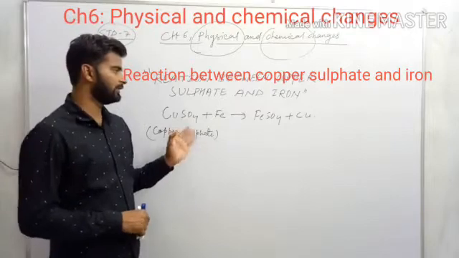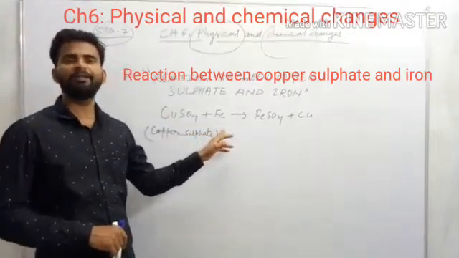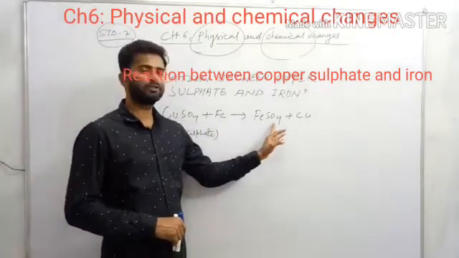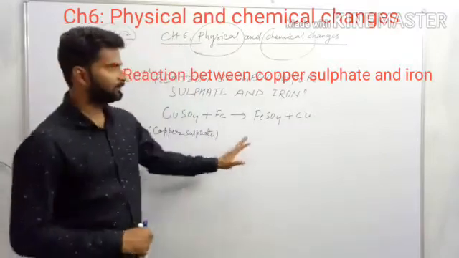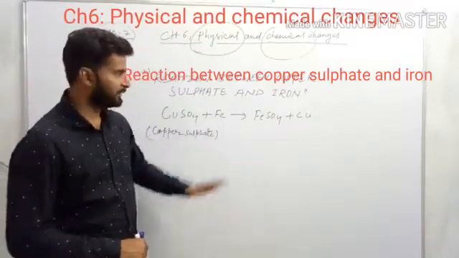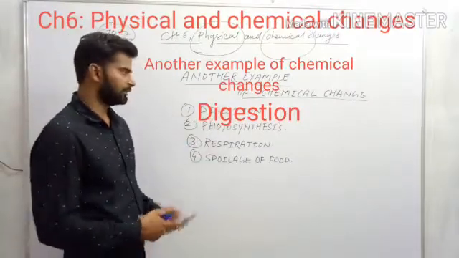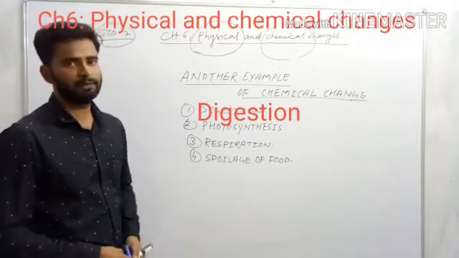So here we can see the total reaction. Copper sulphate plus Fe, where Fe is the symbol of iron, gives iron sulphate plus Cu. This is a chemical reaction. This is an example of chemical changes. Another example is very behavioral.